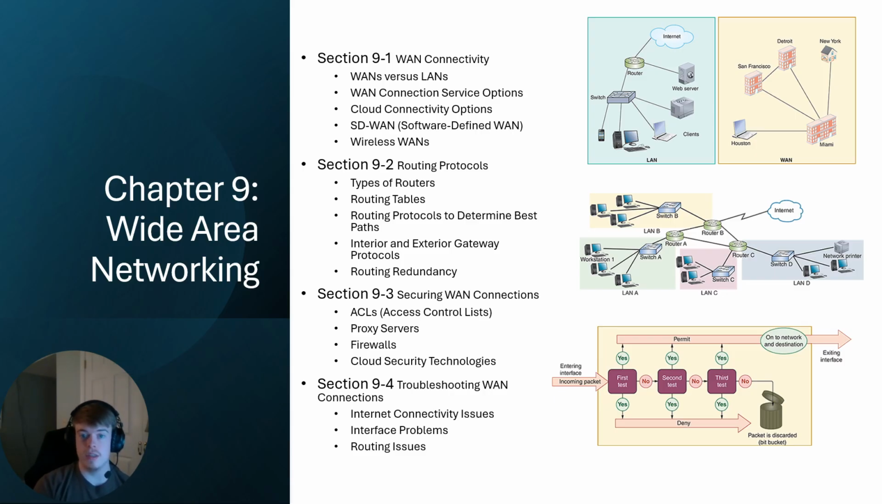Section 3 is about securing WAN connections. There are a lot of different methods for this, like access control lists, proxy servers, firewalls, and cloud security technologies. Section 4 is about troubleshooting WAN connections. It describes different internet connectivity issues, interface problems, and routing issues that you may run into.